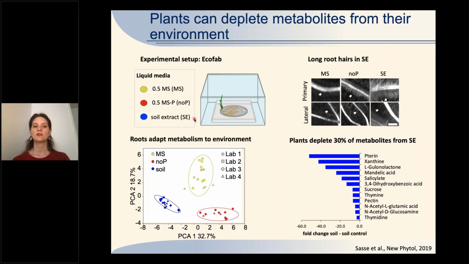And the soil extract we generated by taking a regular greenhouse soil, incubating it with water for a certain amount of time, and then sterile filtering it. So what we had was a mix of metabolites that were present in the soil, but without the actual presence of microbes. And what we did was two things. First, we looked at root morphology and metabolism, but we also conducted this study in 4 different laboratories to test how reproducible our data would be.